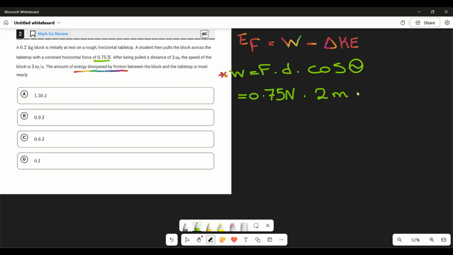We can write it or not, it's up to you. So cosine 0 is going to be 1 at the end. So let's calculate this. 0.75 multiplied by 2 meters multiplied by cosine 0, we will get 1.5 joules. The unit of work is joules. So right now we are done with the first part of the equation. Let's find the change in the kinetic energy. We are going to do kinetic energy final minus kinetic energy initial.